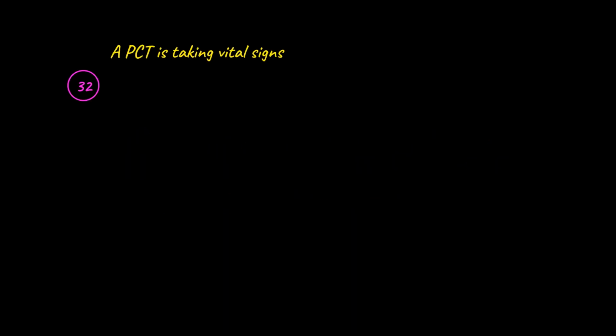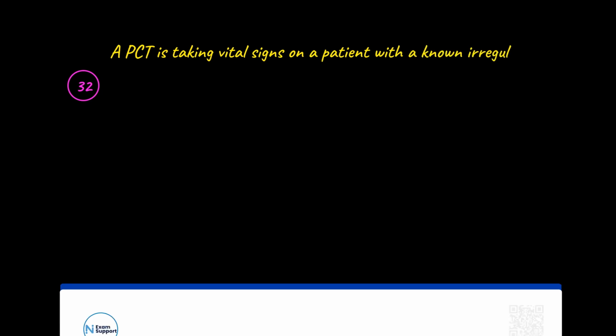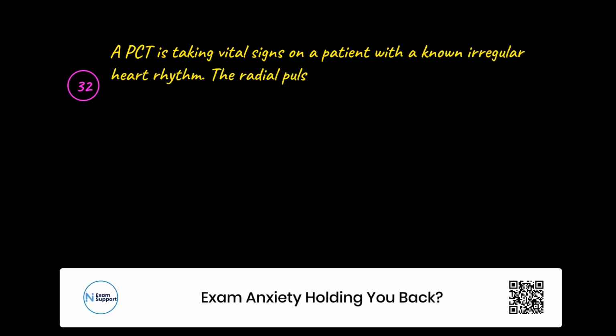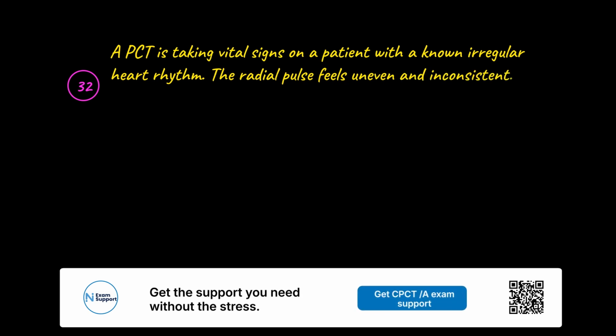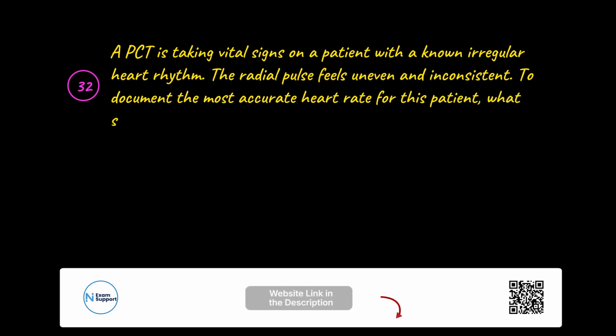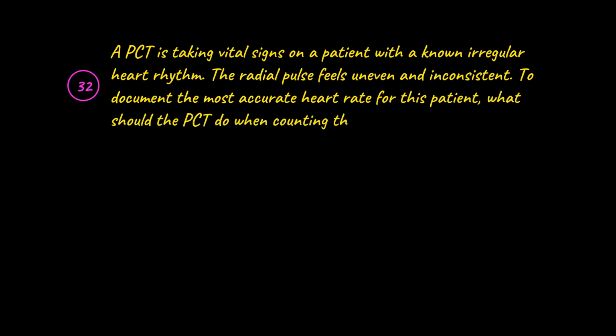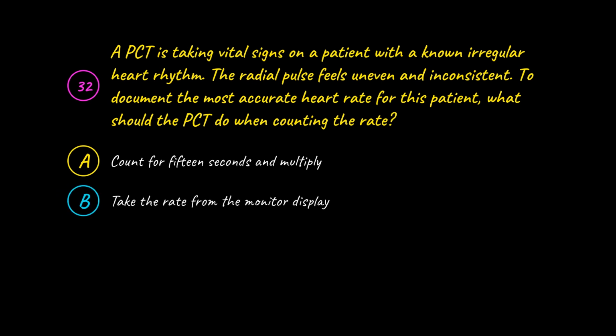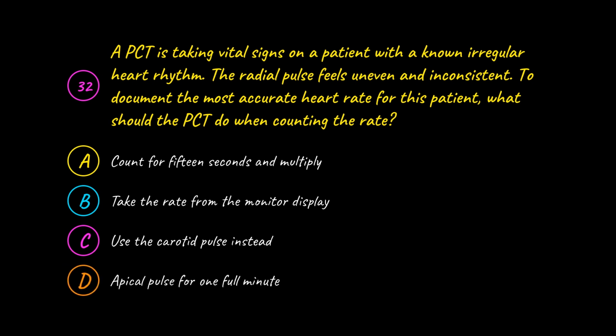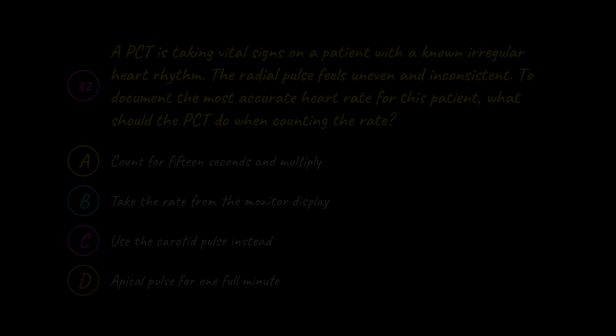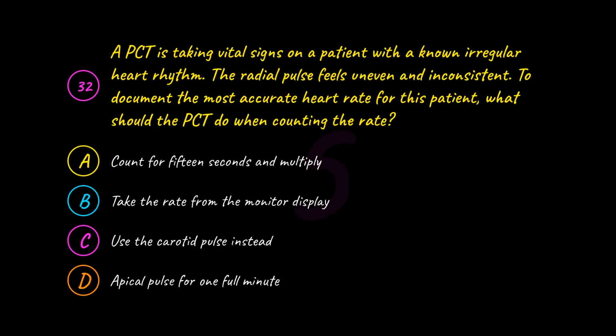Question 32. A PCT is taking vital signs on a patient with a known irregular heart rhythm. The radial pulse feels uneven and inconsistent. To document the most accurate heart rate for this patient, what should the PCT do when counting the rate? Your options are A. Count for 15 seconds and multiply. B. Take the rate from the monitor display. C. Use the carotid pulse instead. D. Apical pulse for 1 full minute. Got a guess? Lock it in.